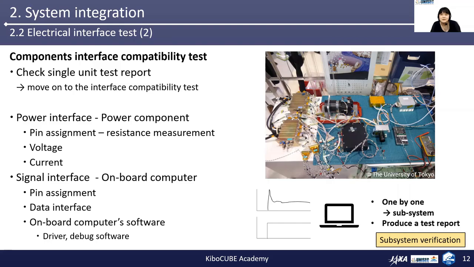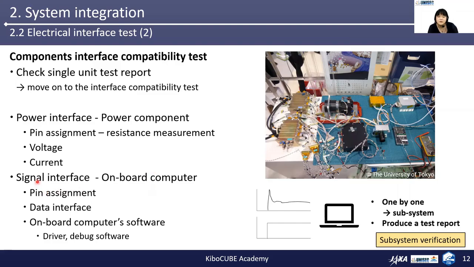This process starts with test planning. Based on the single unit test report and design document, the potential mismatch is shared with the related members. Then the power interfaces are confirmed by using actual power supply equipment. To avoid a connection error, it is better to start with the pin assignment measurement. Then check the voltage and current characteristics with the onboard equipment. Usually, the onboard power component has a safety function and turns off the component power switch when it measures overcurrent. The interface test checks these interfaces.